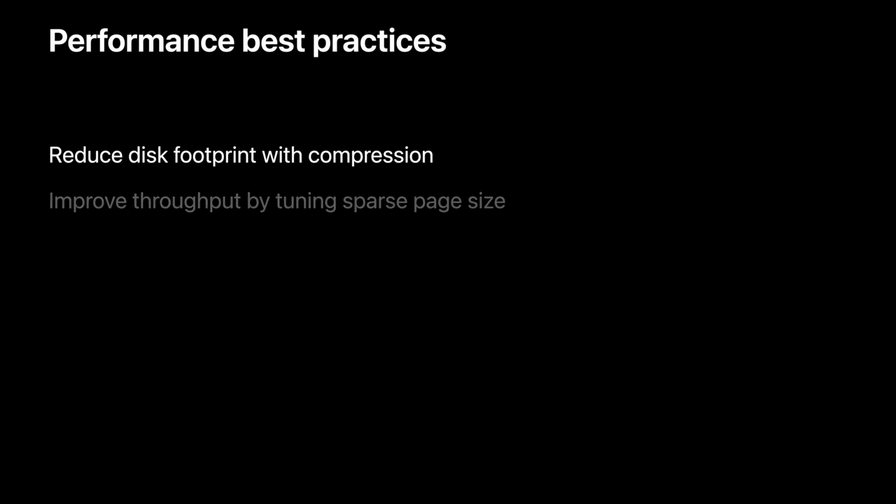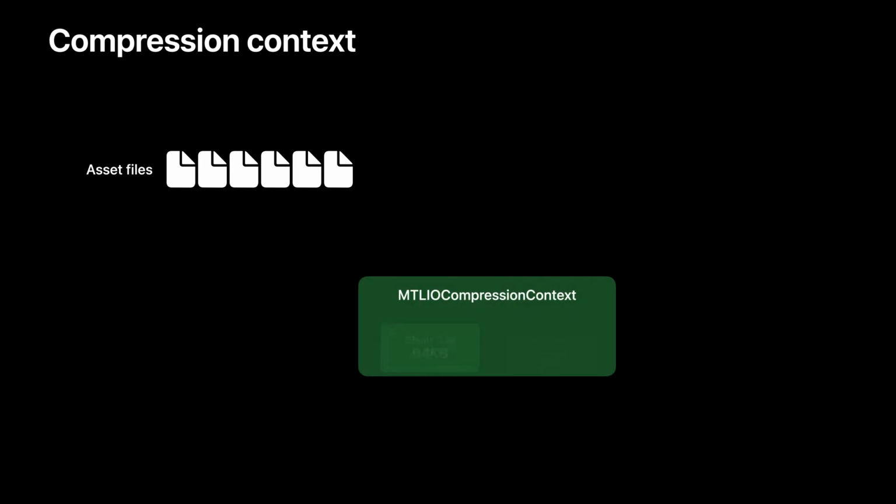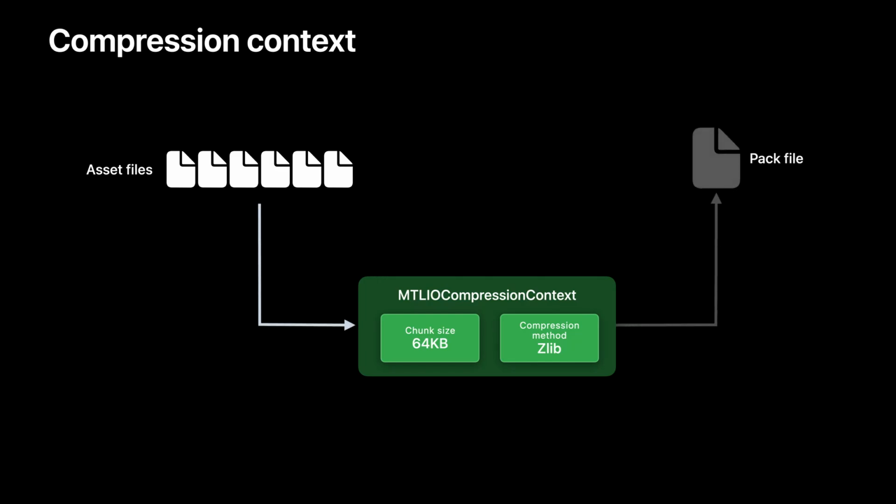You can use Metal 3's APIs to compress your asset files offline. First, create a compression context and configure it with a chunk size and compression method. Then pass parts of your asset files to the context to produce a single compressed version of all your files. The compression context works by chunking all data and compresses it with the codec of your choosing and stores it to a pack file. In this example, the context compresses the data in 64 kilobyte chunks, but you can choose a suitable chunk size based on the size and type of data you want to compress.